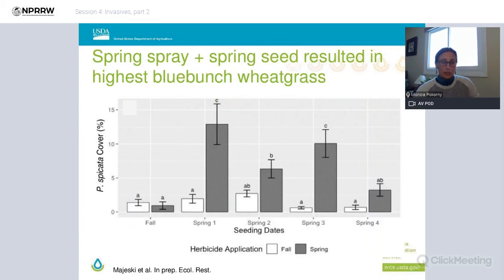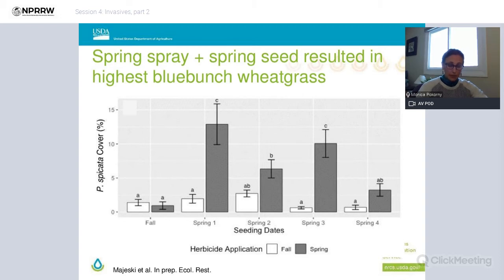And what we found with this study was that the bluebunch, first of all, let me explain this slide. These are our different seeding dates. We seeded either in the fall or early spring to late spring. And then we had either a fall herbicide treatment or spring treatment. And we're looking at the response of our bluebunch wheatgrass cover. What we found was that bluebunch wheatgrass density and cover were both highest in the spring, so you can see that here compared to our fall dormant seeding. Fall dormant seeding, remember, is what's typical in our region.